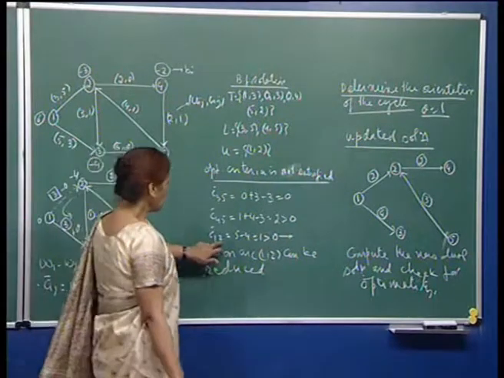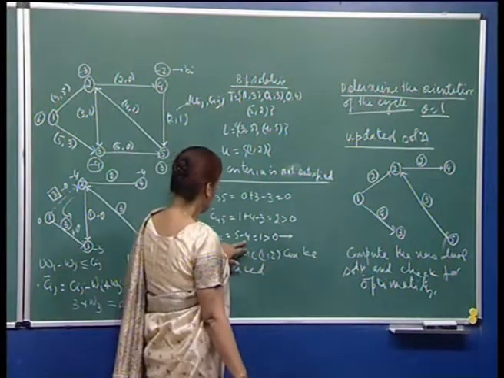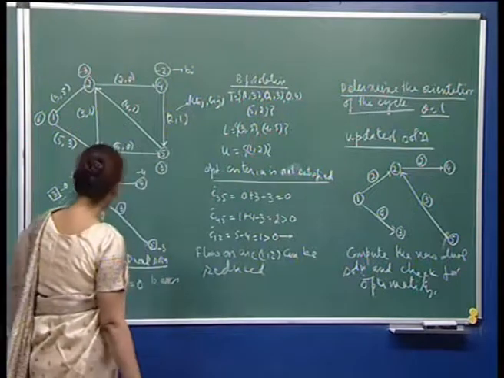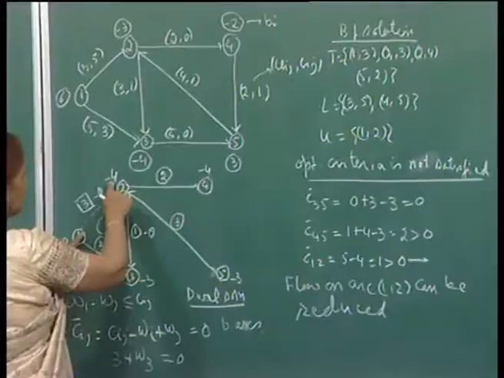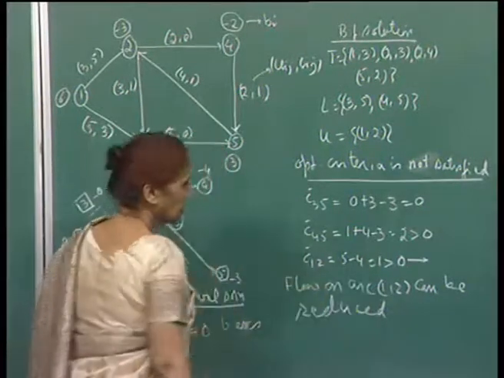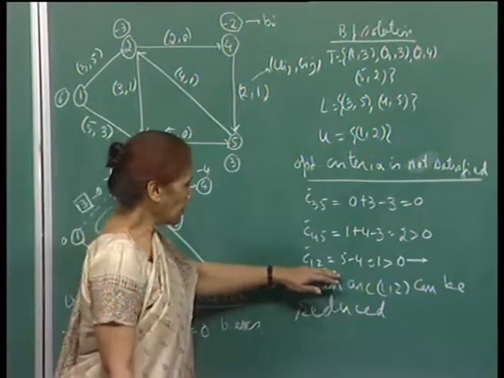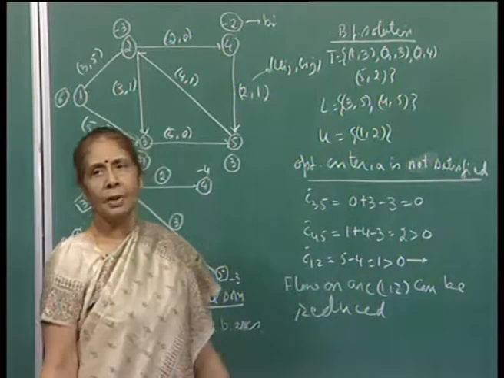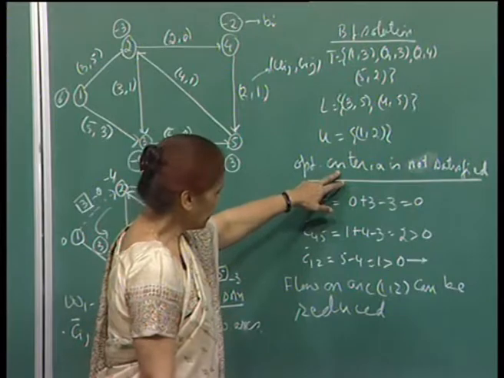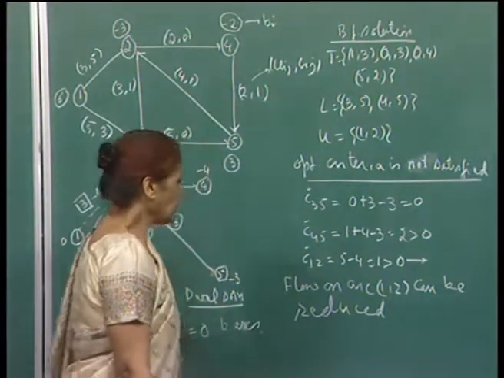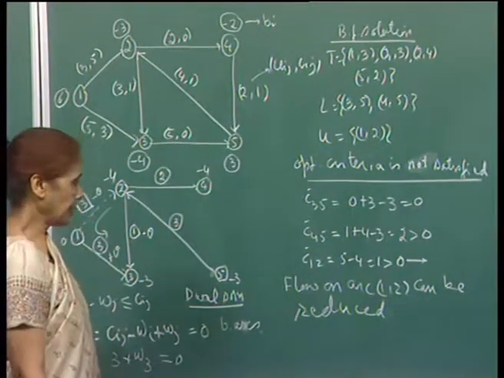And for C bar 1 2 the cost would be 5 minus 4, C bar 1 2, because this is 0 the cost is 5. So, 5 minus 4 is 1 which is greater than 0. So, when you reduce the flow on arc 1 2 the cost will come down, right. So, therefore, the current optimality criteria is not satisfied, and so flow on arc 1 2 can be reduced, right.